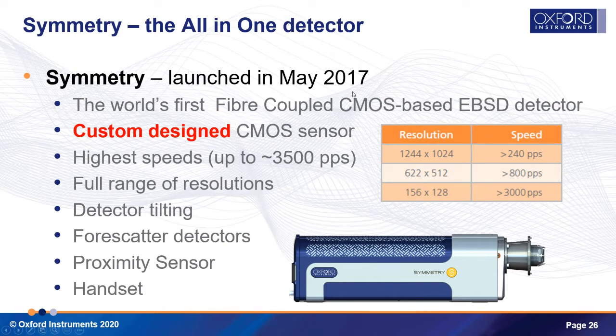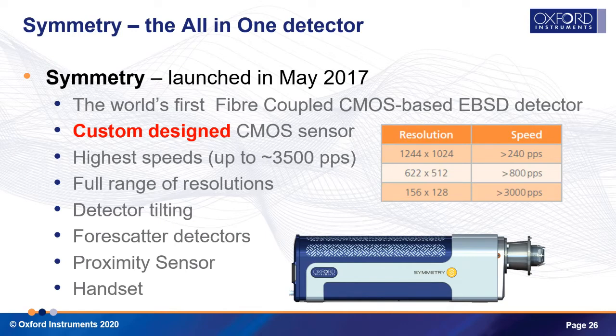We can also tilt the detector, and this means that we can have the phosphor screen at different heights. That means that we can work at any working distance that we like. So we can have very large samples in there and very long working distance, or if we need very high spatial resolution, we can have very short working distances. We also have a proximity sensor, which means that we know when an accident is going to happen at the phosphor, and we can retract the detector out of the way.